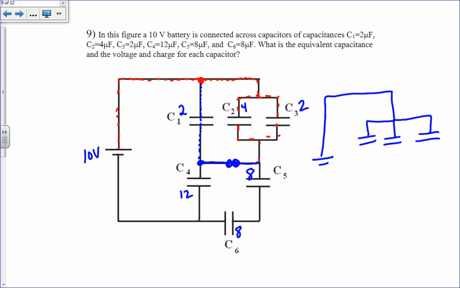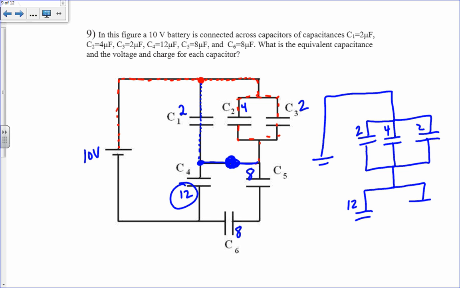That is C1, C2, and C3. That's my 2, my 4, and my 2 microfarad capacitors. They're all in parallel with one another, and then they all come back together right here. Then you have the start of a new parallel branch. You have this capacitor, which is 12 microfarads, and over here you have 2 capacitors in series. This is 8 and 8 microfarads.